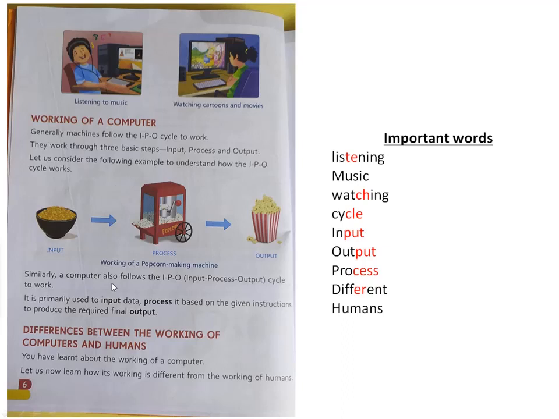Similarly, a computer also follows the IPO, that is input, process, and output cycle to work. It is primarily used to input data, process it based on the given instructions. These instructions are called program. Okay, to produce the required final output.